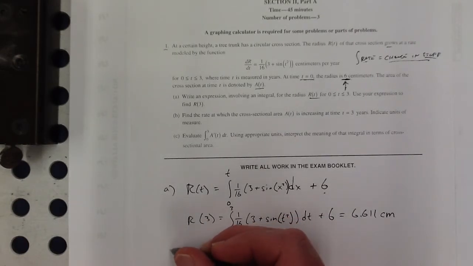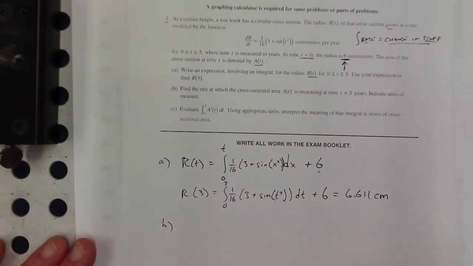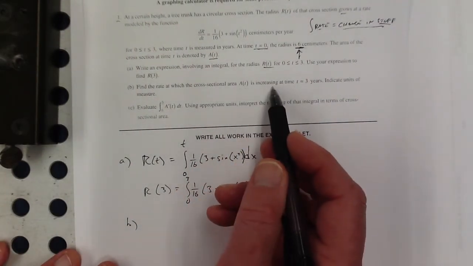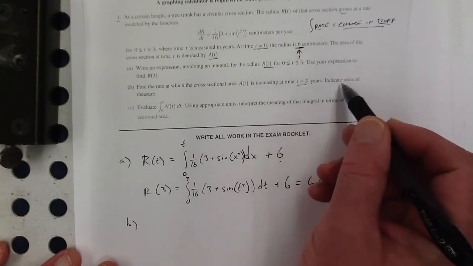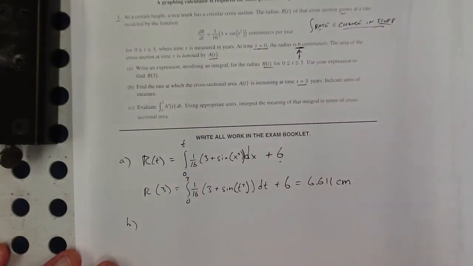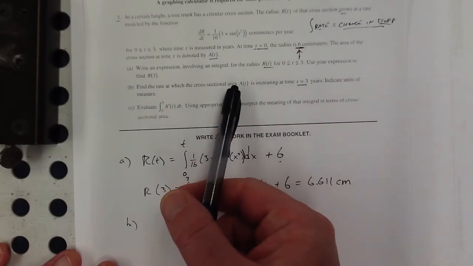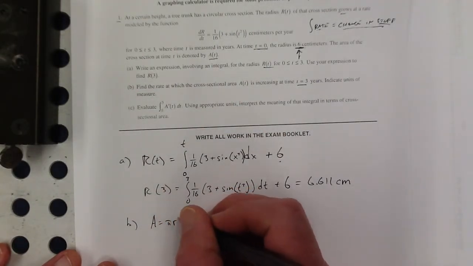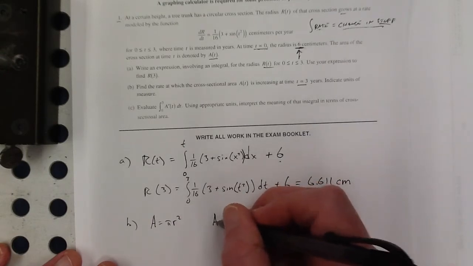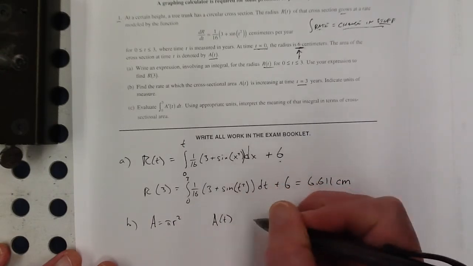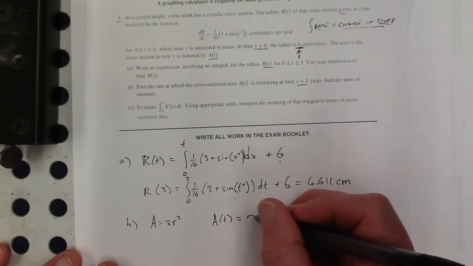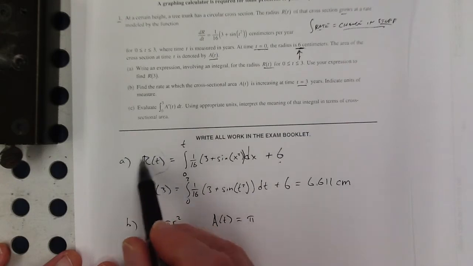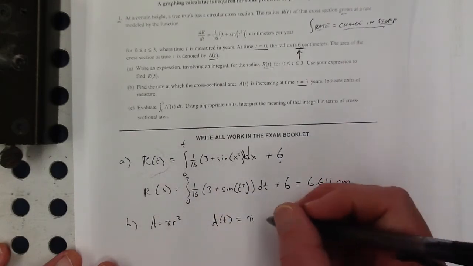All right. Part B. Find the rate at which the cross-sectional area is increasing at time t equals 3. Indicate units of measure. Well, if the cross-section is circular, the area of a circle is pi r squared. So the area as a function of time would be pi times r squared. And this is r, right? This whole thing.